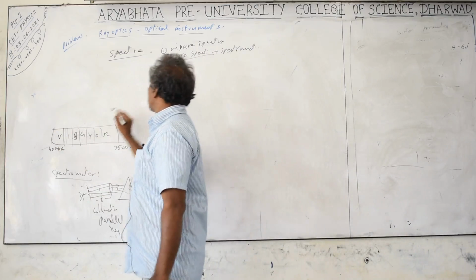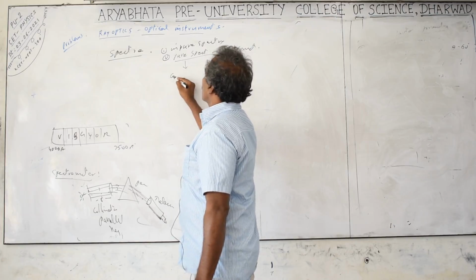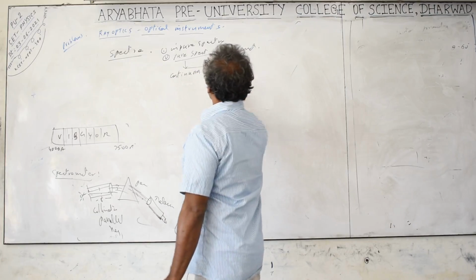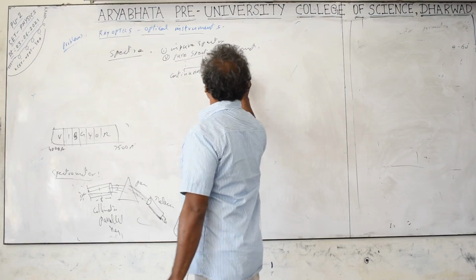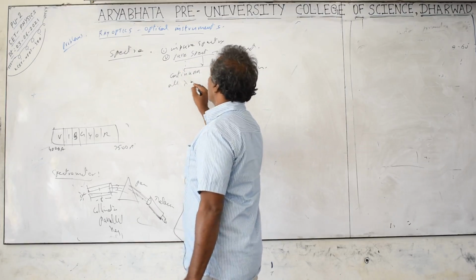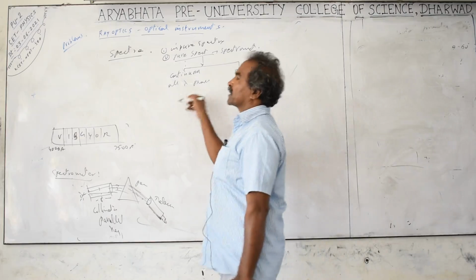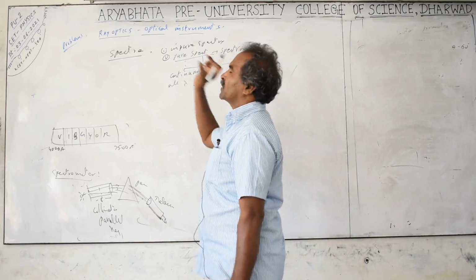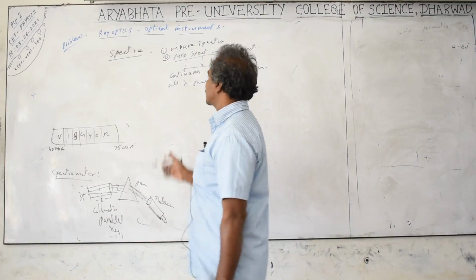In the pure spectra, we are going to divide into continuous and discontinuous spectra. In continuous spectra, all wavelengths are present, all lambda present. Where do you get the continuous spectra? From incandescent solids like the filament of a light bulb. High melting point solids are called incandescent solids.